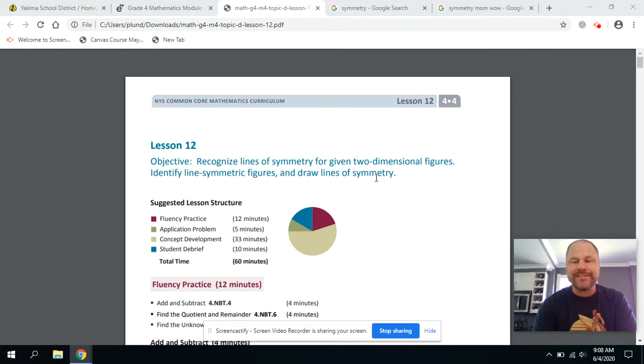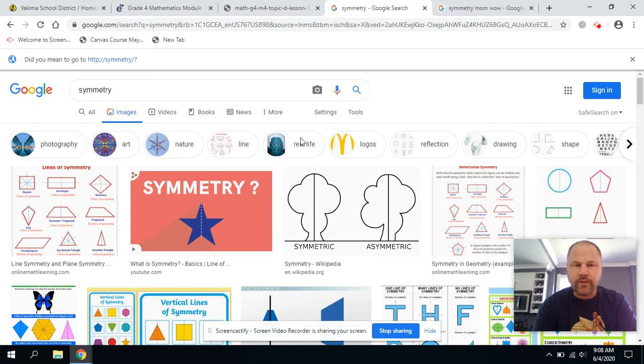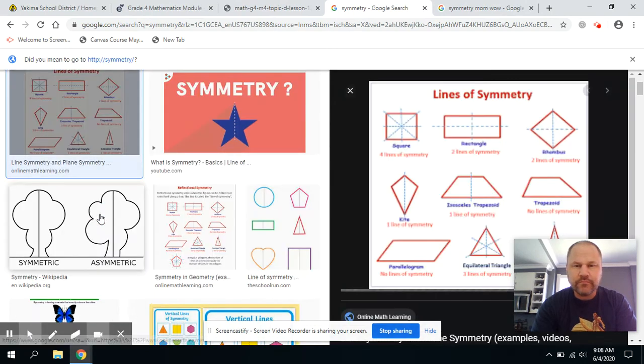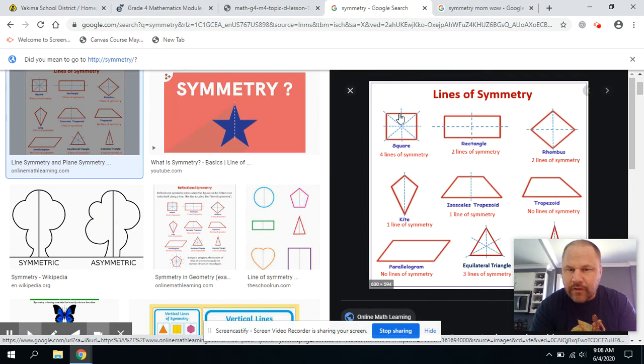So symmetry means same. Everything is the same. Let's take a look at some examples of symmetry. Everywhere you see the blue dotted line is showing that if you folded that figure over, you would have two symmetrical sides, meaning that everything about them is the same. So you could fold the square over in many different directions because it has symmetry in many different ways.